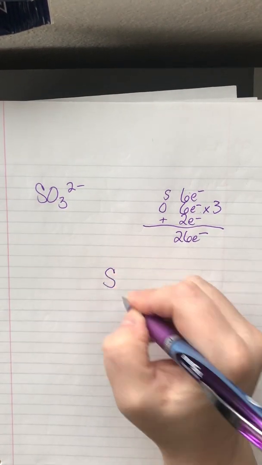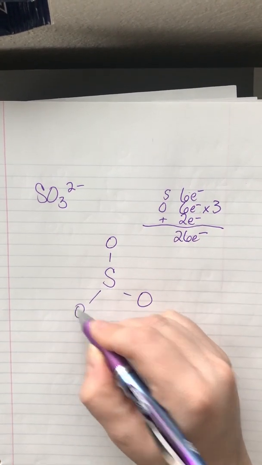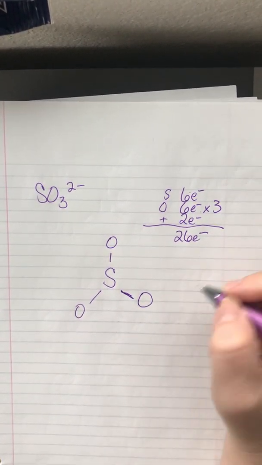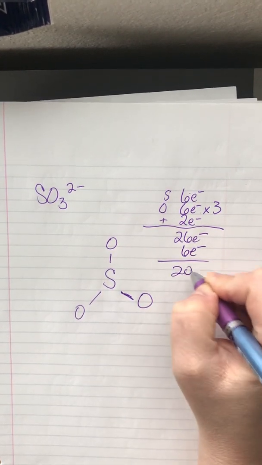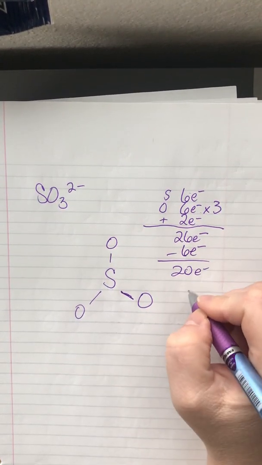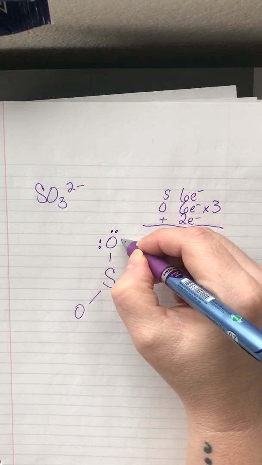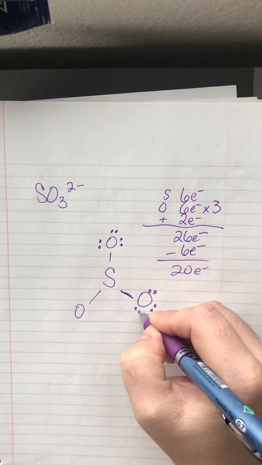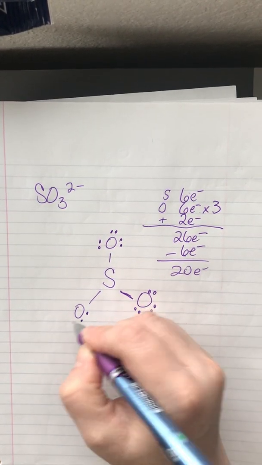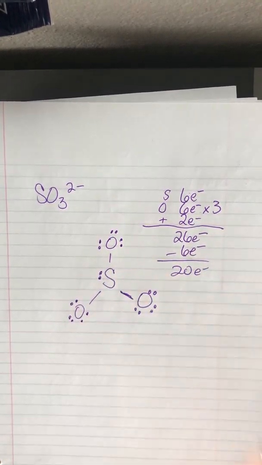All right. So now I have sulfur with 3 oxygens around it. So I've used 2, 4, 6 electrons in bonding, and I've got 20 left over, right? 2, 4, 6, 8, 10, 12, 14, 16, 18, 20.